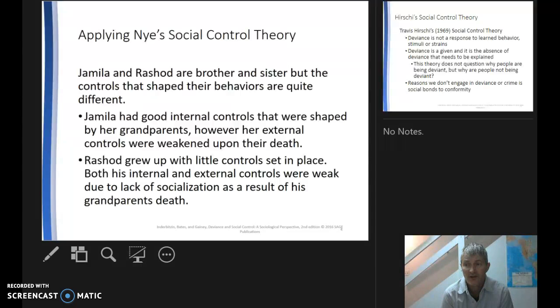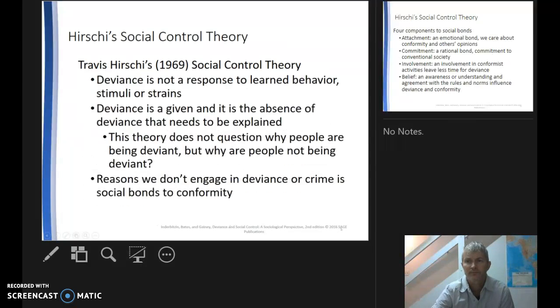Rashad, on the other hand, grew up with little controls set in place. Both his internal and external controls were weak due to the lack of socialization as a result of his grandparents' death. So Rashad really didn't get any meaningful socialization from his grandparents because he was too young. And that lack of an internal control was very problematic for Rashad as he grew into adolescence and then into young adulthood and adulthood.